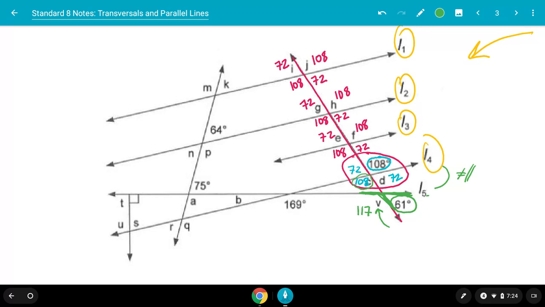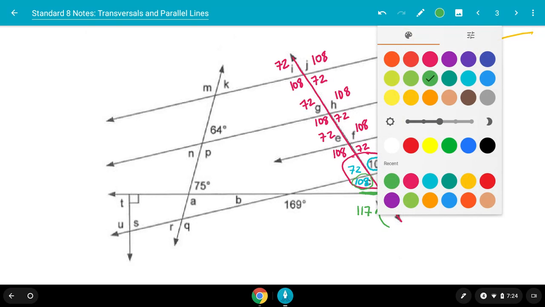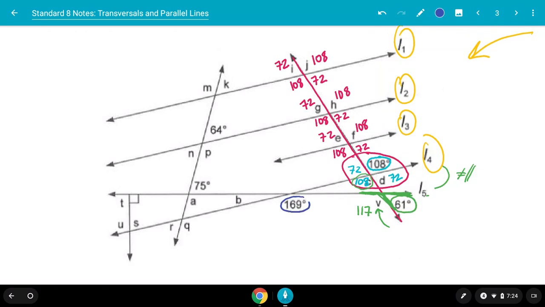Alrighty, let's start moving over to the left here. I see this 169. It's just sitting here. If that's 169, the vertical angle is also 169 degrees. But I don't need that. I need this B. I need this guy. Well, that's a straight line, people. Which means that 169 and B are supplementary. They add to 180. So I'm going to go 180 minus 169. And now I know that B is 11 degrees.